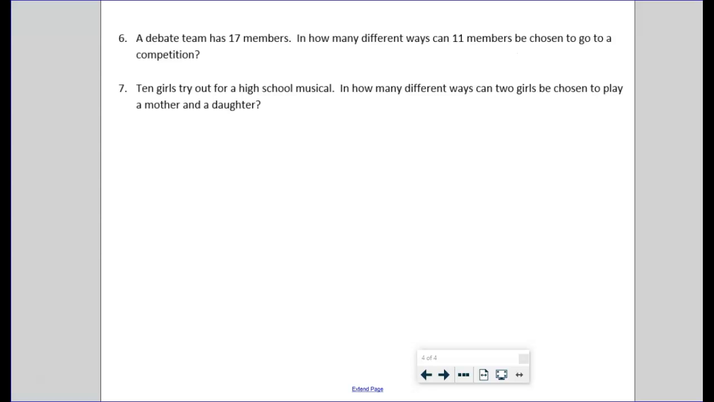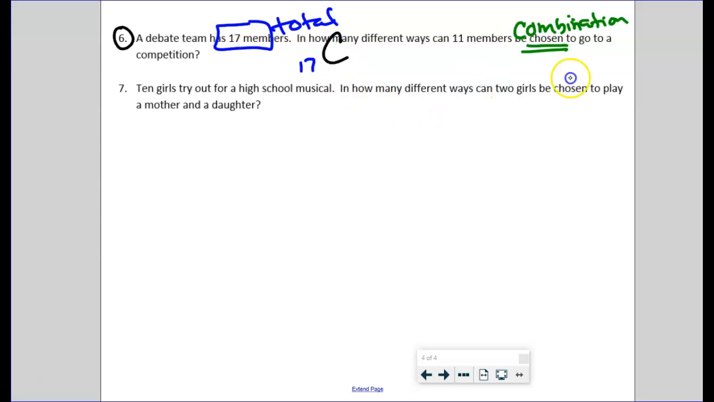Let's look at number 6. A debate team has 17 members, so that's the total number of members. How many different ways can 11 members be chosen to go to a competition? That word chosen tells me that this is a combination. It doesn't matter how you get selected, as long as you're selected, you get to go. On your calculator, you're going to type the 17 in the first box, and then find combinations of 11.